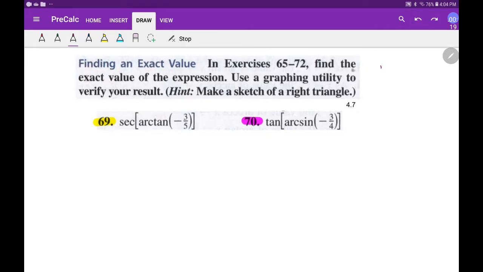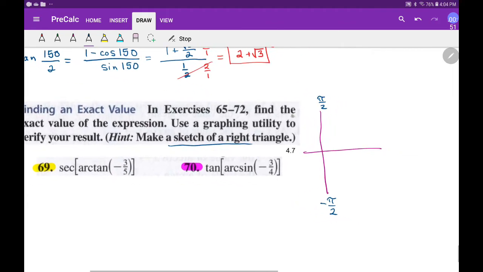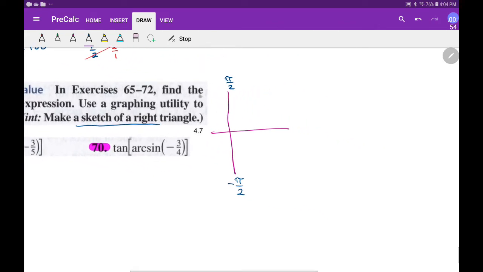But if I'm thinking about arcsine, then if you recall, we're either going to be in quadrant 1 or quadrant 4, one of those, all right? Because I'm allowed to go up to pi over 2, or I'm allowed to go down to negative pi over 2, okay? So since this is negative, then I think we're in quadrant 4. So we are going to make a sketch here of the right triangle. And we can verify it with the graphing utility, but that doesn't seem necessary, does it?